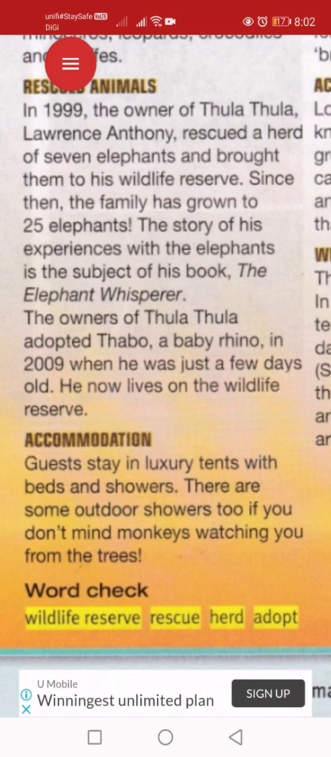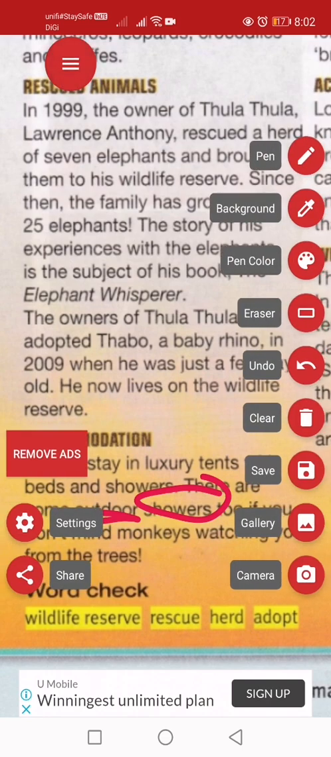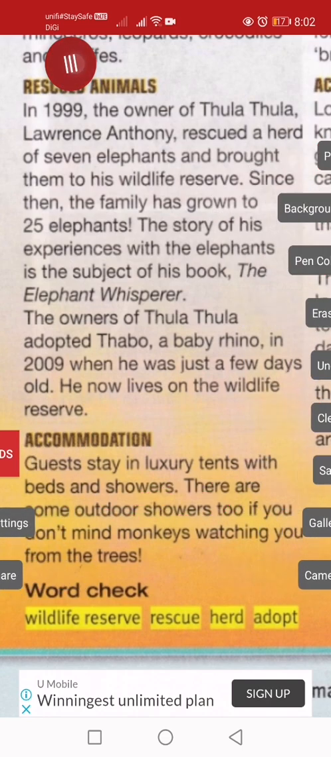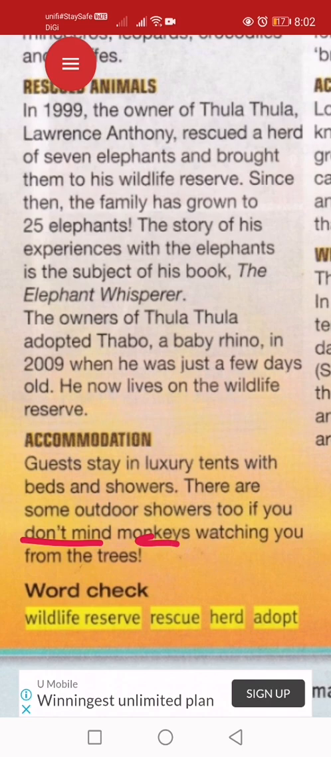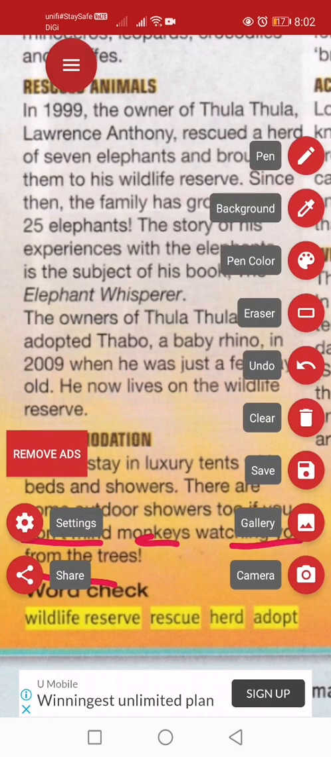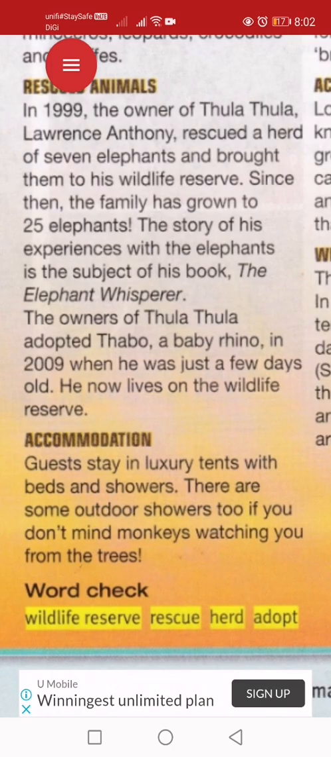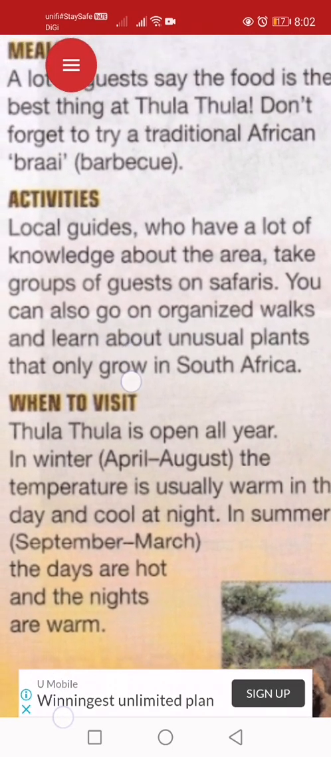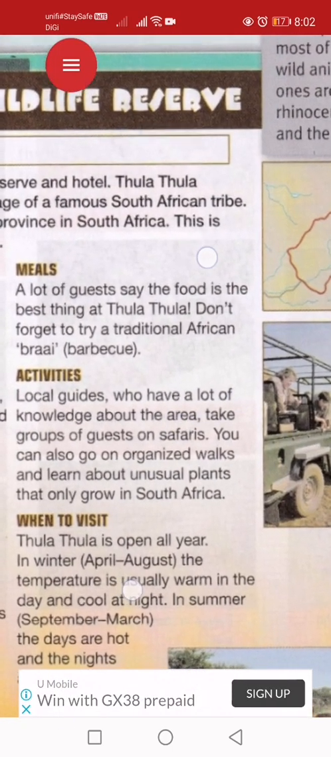There are some outdoor showers. Ada tempat yang kamu boleh mandi di luar. If you don't mind, kalau kamu tak kisah monkeys watching you from the trees. Tak kisah, okay, itu monkeys melihat kamu dari pokok-pokok. Okay, so let's continue. Next.